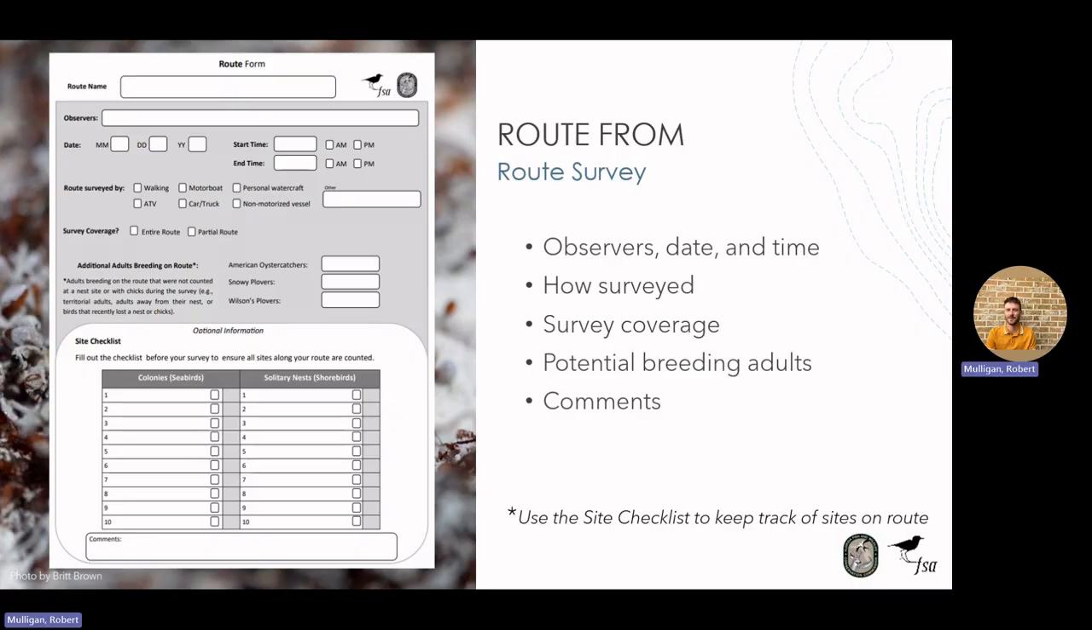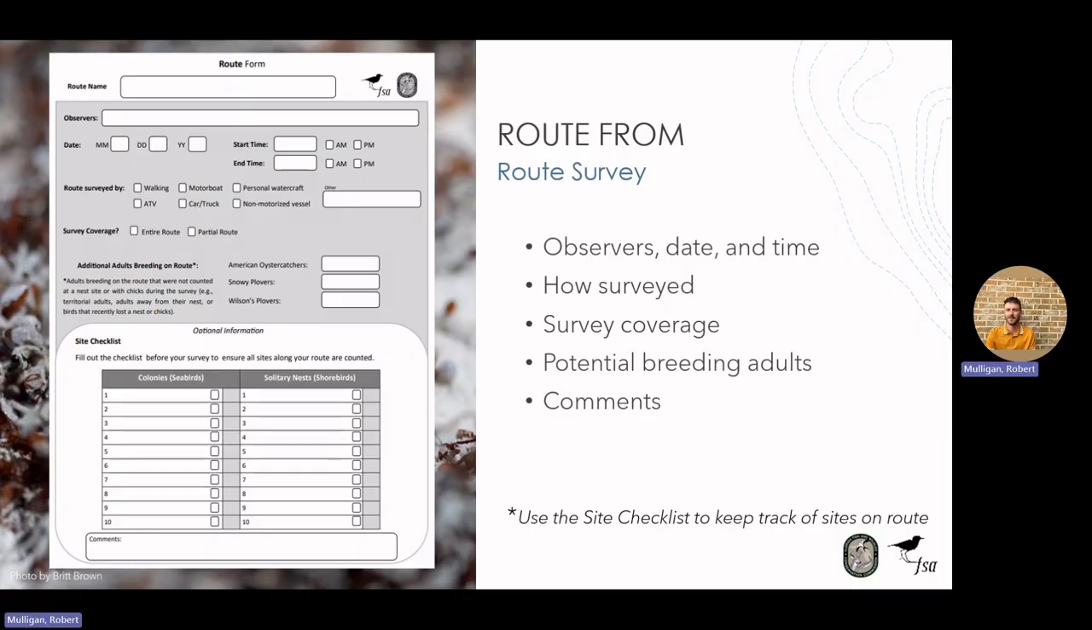How much of the route did you survey? Did you do the entire route, or did you conduct a partial route survey, meaning you were only able to survey a section of the route? You may not be able to survey the route entirely every time. Storms, time restraints, tides, etc. may cause you to cut a survey short.